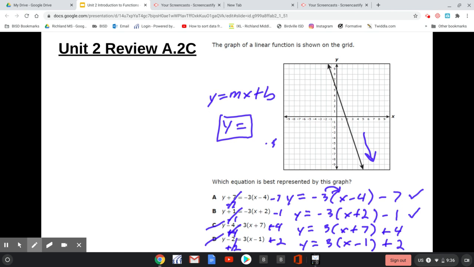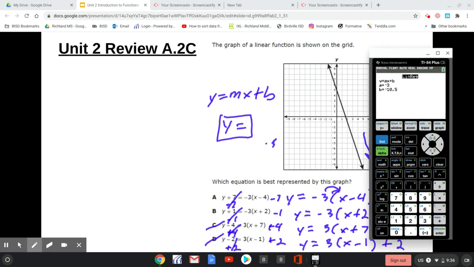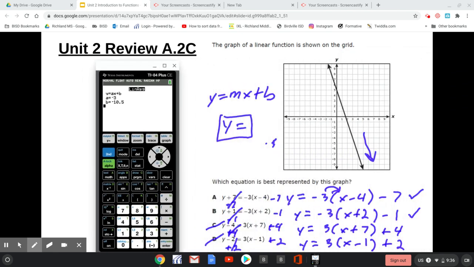So I'm going to pull my calculator up, and I'm going to type it in just like we wrote. I'm going to hit the y equal button at the top left, and then I'm going to put in negative 3, parenthesis, x minus 4, close the parenthesis, minus 7. Then I'm going to hit graph. And it looks like it goes through 5, and it crosses the x right before the 2. So that looks awesome. I love that one.